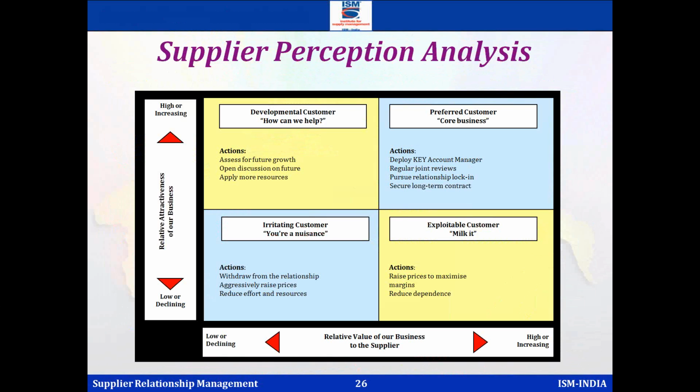You can see exploitable customer. Customer means the buyer, you milk it. Preferred customers, you are dealing with the core businesses. Development means how can we help? And below you find irritating customers. The customer is giving us small values but asking tens of questions. He says, guys, you are a nuisance. For this type of thing we normally advise the use of e-catalogs, so there are fewer issues involved.